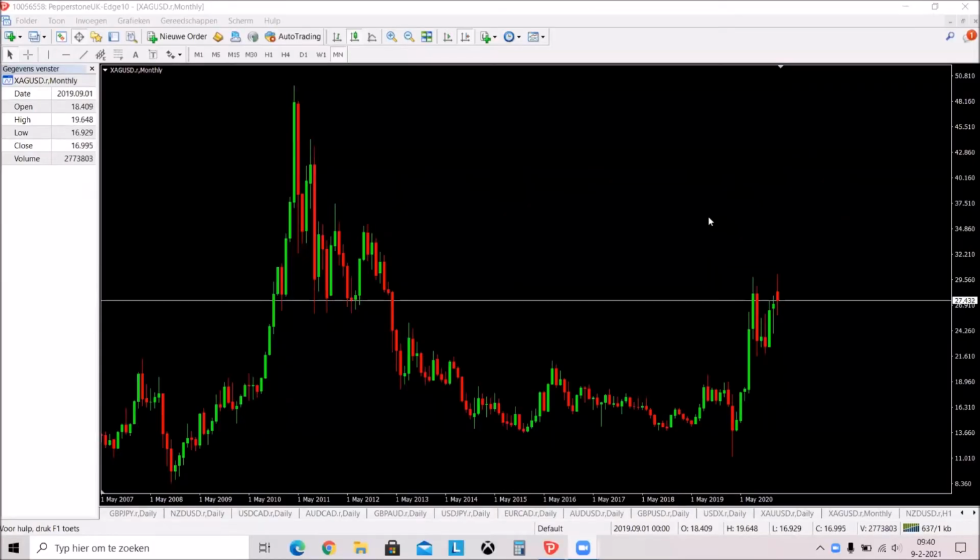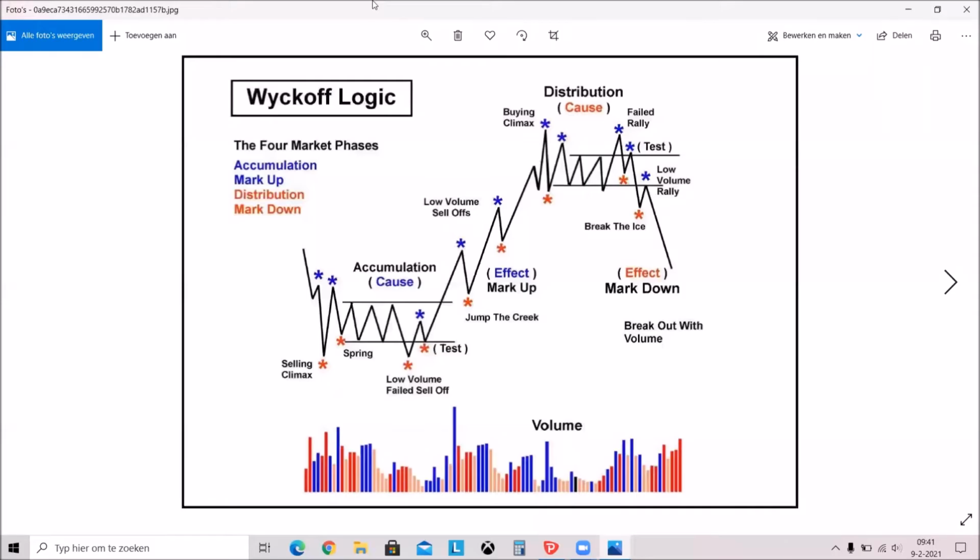Alright guys, so in this video I want to explain why I want to invest in silver, and when I'm going to invest in silver. I want to do a very deep Wyckoff analysis, because I know a lot of people know that I trade Wyckoff. I know a lot of people are interested in how Wyckoff trades, so that's why I want to make this video. So if you are not familiar with Wyckoff, let me get this picture over here.